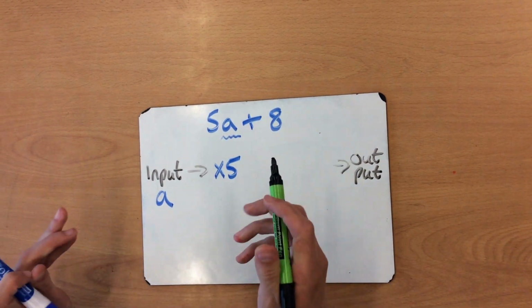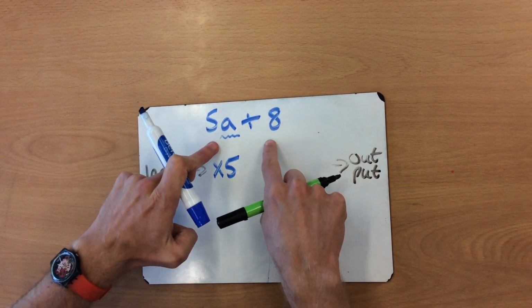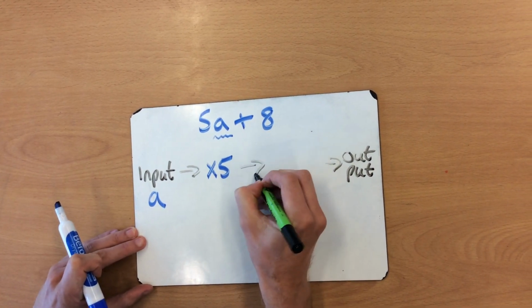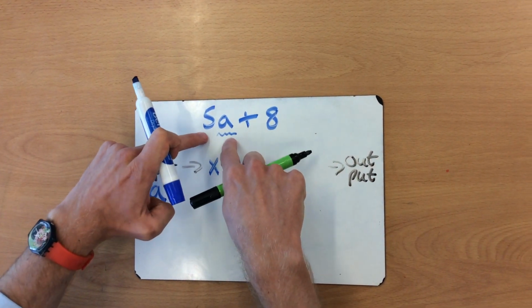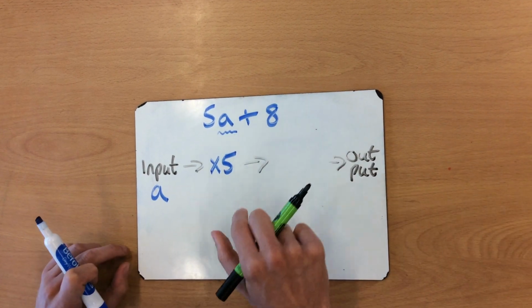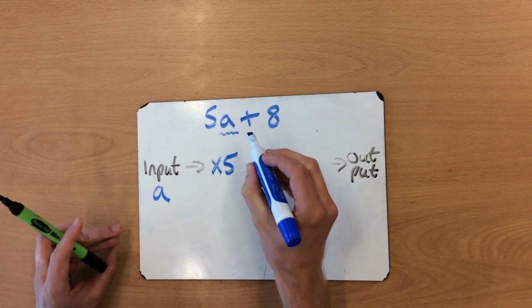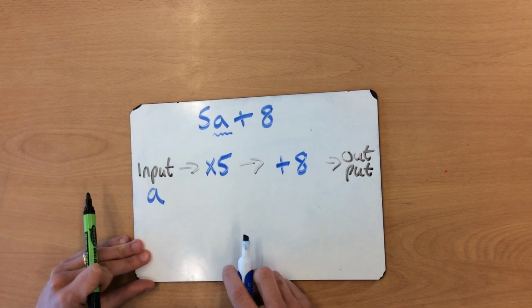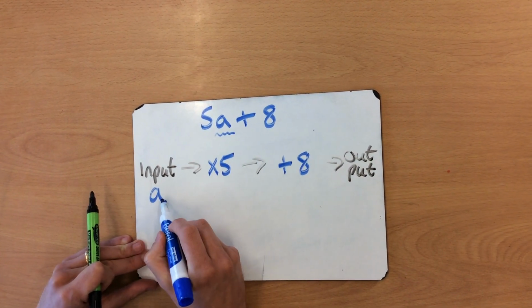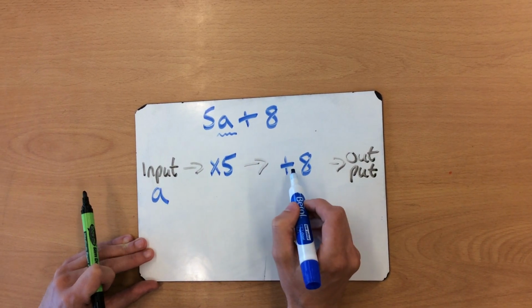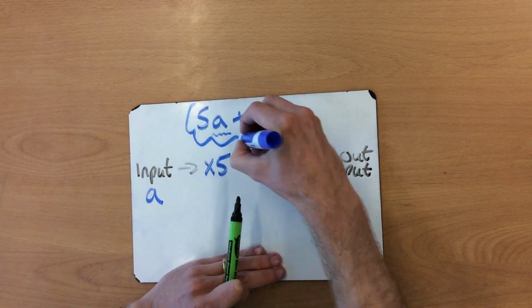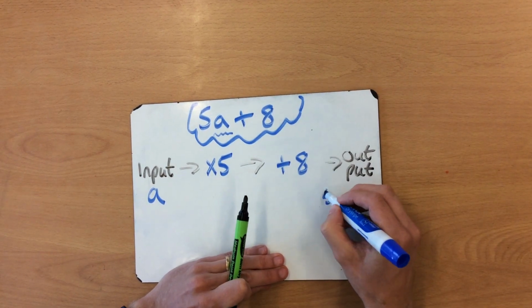Now this is definitely a 2-step function machine because I've got 2 operations going on here. I've got a multiplication, then I've got a plus sign, so I need to draw another arrow. So I've now calculated my 5a is 5 lots of a. What's the next function? Well, let's have a look. Plus 8. So my input is a multiplied by 5 plus 8, and the output, interestingly enough, is exactly the same as your rule. 5a plus 8.